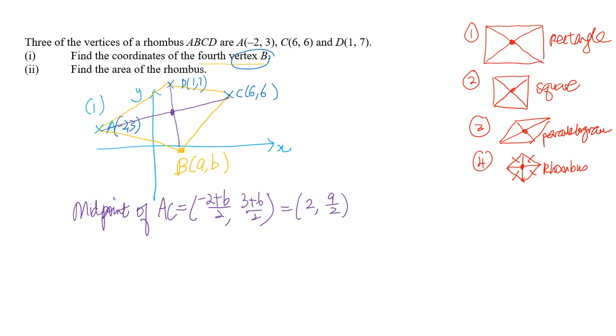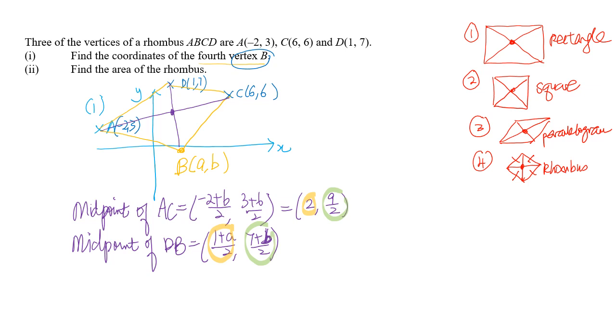Then I find the midpoint of DB, which is 1 plus a divided by 2, 7 plus b divided by 2. Basically what we are saying is that this value is the same as this, and this is the same as this. So 1 plus a over 2 equals 2, so a will be 3, because 2 times 2 is 4 minus 1, 3. Then 7 plus b divided by 2 is 9 over 2, so b will be 2.